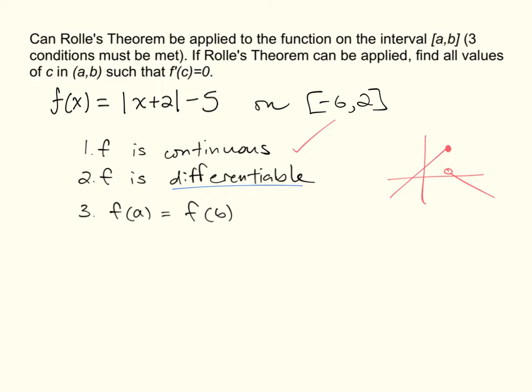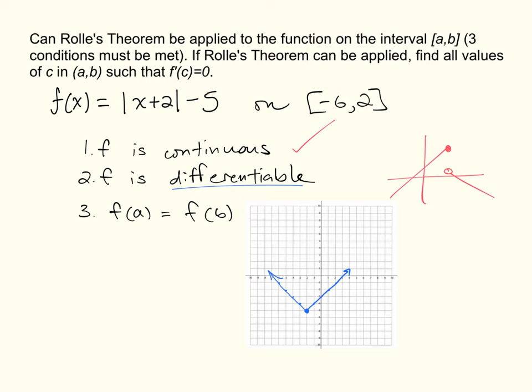And as it turns out, we all know that the absolute value has got a sharp turn in it. The graph of this absolute value function looks something like this. And just by looking at this graph, you can see that there is a sharp turn right here at x equals -2, which is in the given interval.